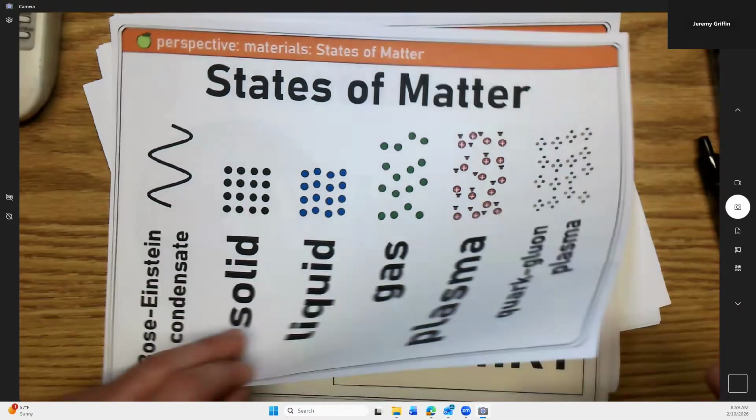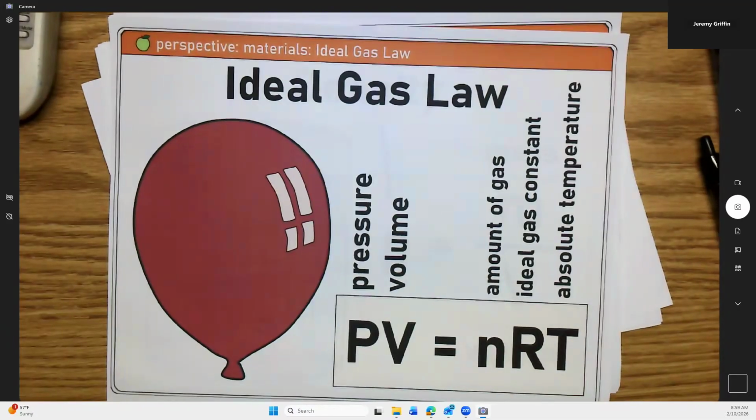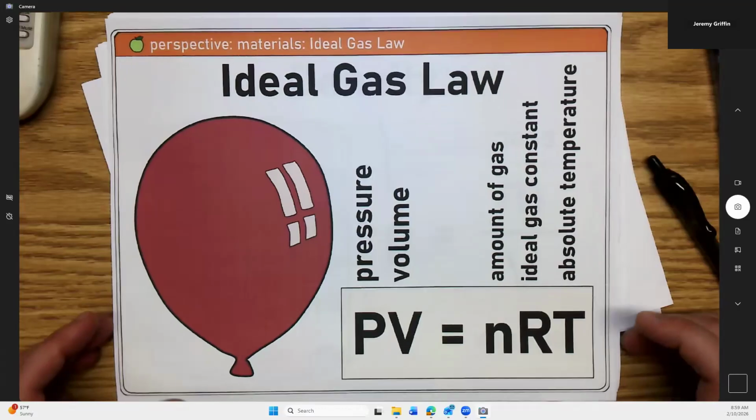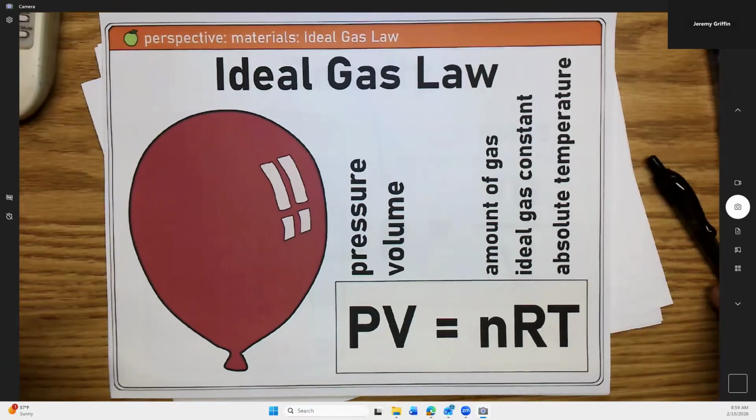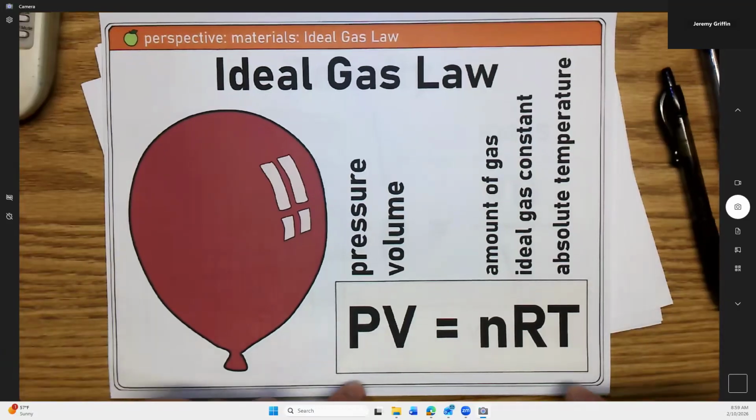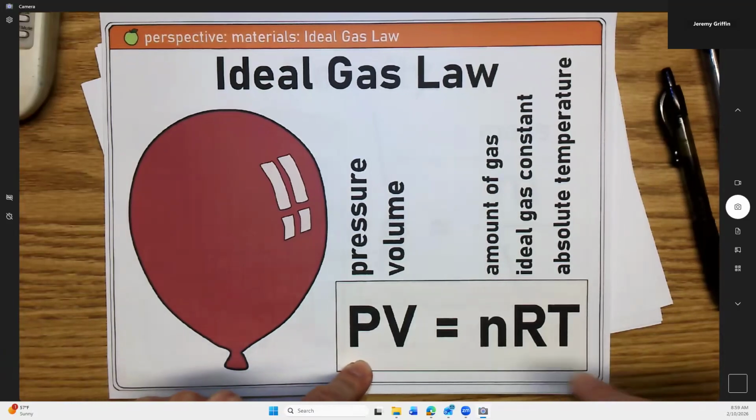Speaking of gases, I'm just going to knock this one out. AP's not going to ask you about this, but I just want you guys to see this and think about it a little bit. Have you guys ever seen this before? Did you learn this maybe in chemistry? How many of you learned this in chemistry? Oh yeah, awesome. About half of you have.